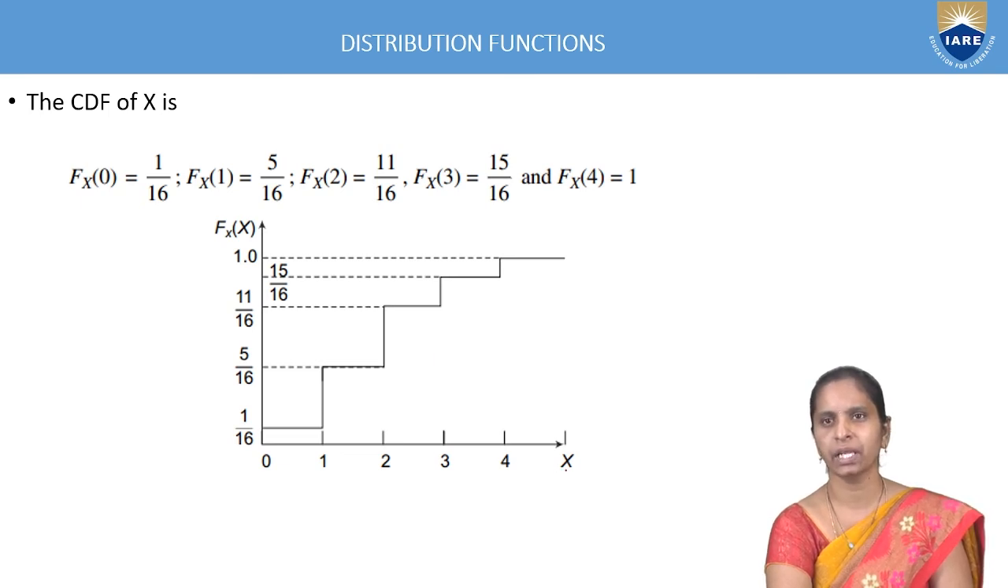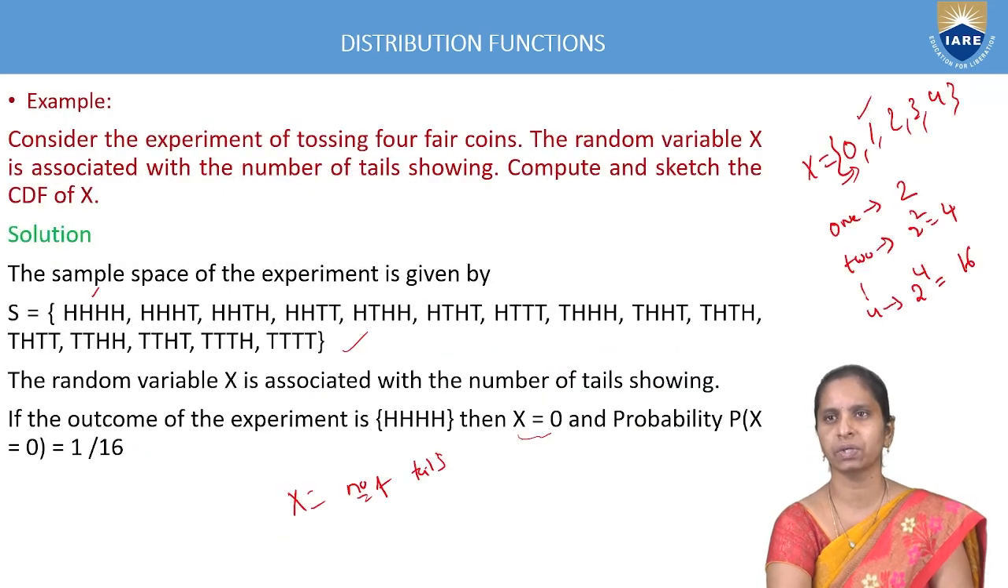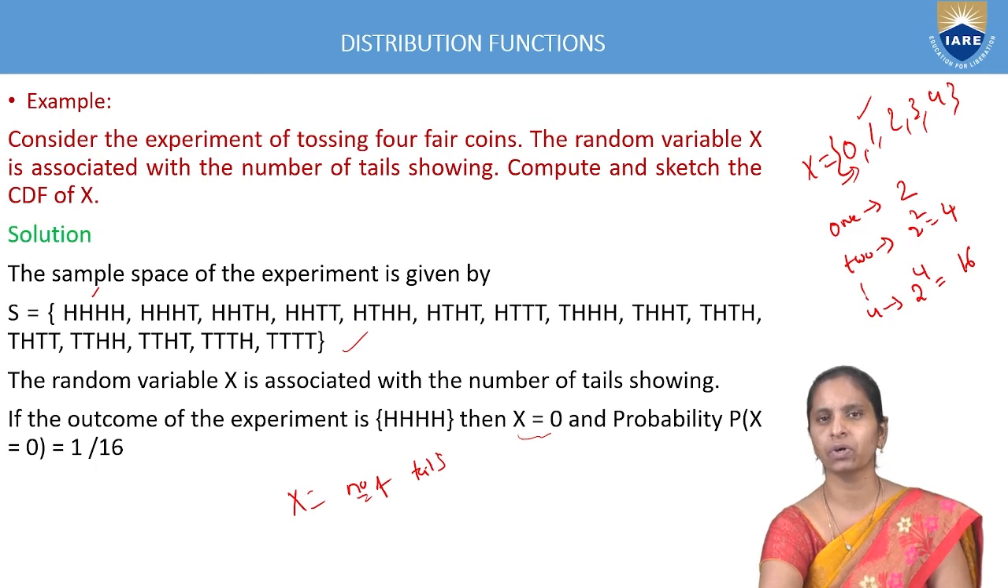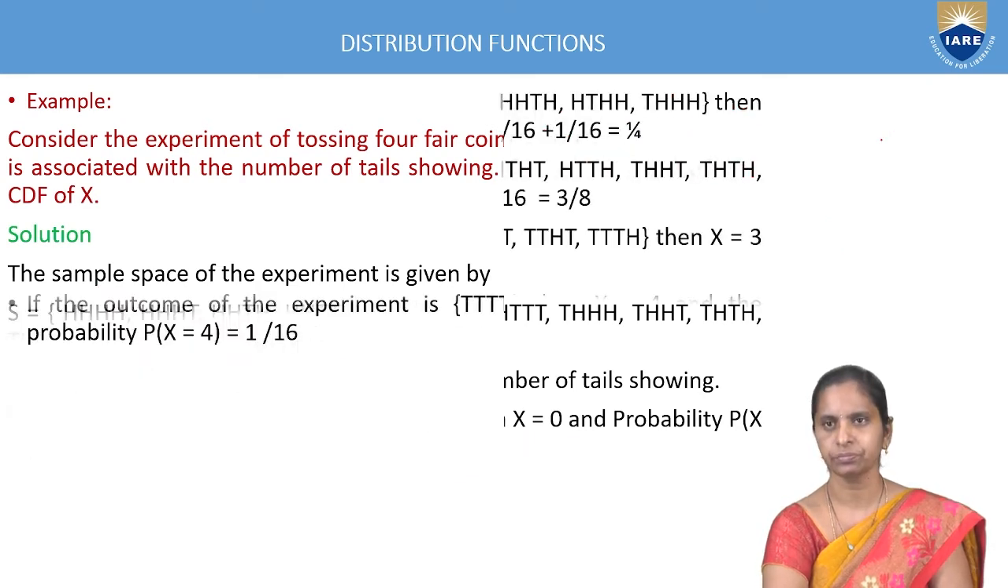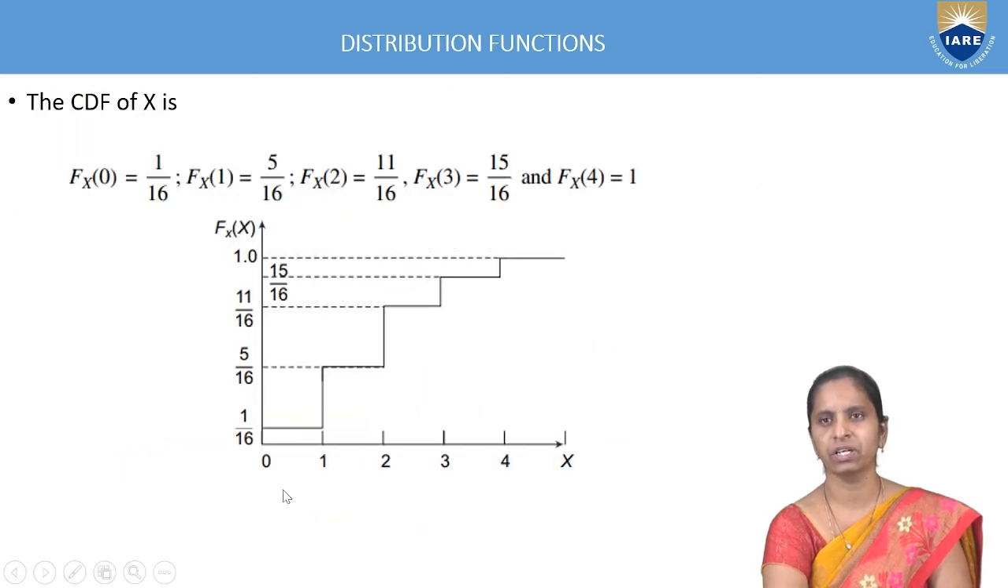On the x-axis I am taking x, and on the y-axis I am taking the distribution function Fx of x. What is the range of x, the number of tails? When I toss 4 coins, the number of tails ranges from 0 to 4. That is what my x is here, 0 to 4. And on the y-axis I am showing the corresponding distribution function values.